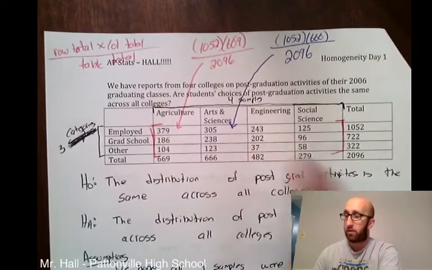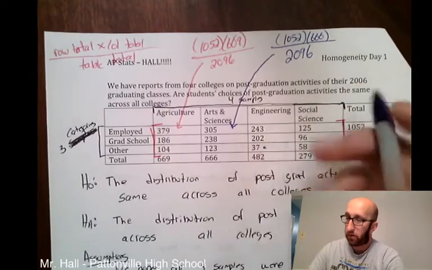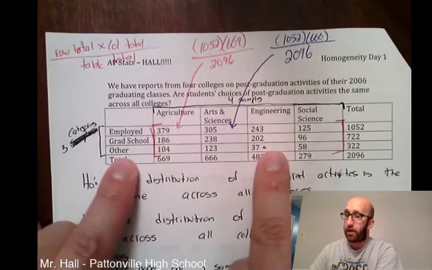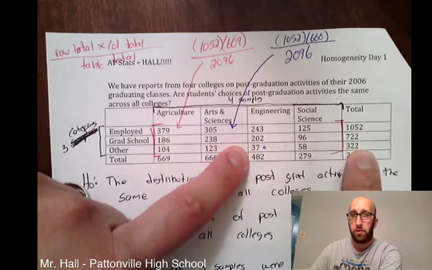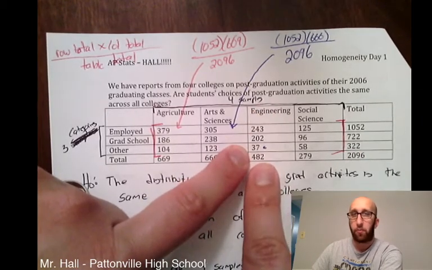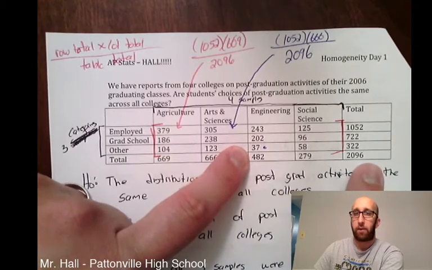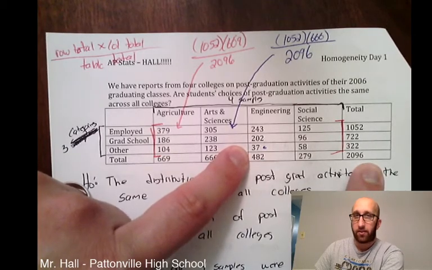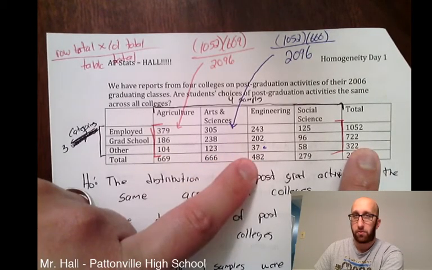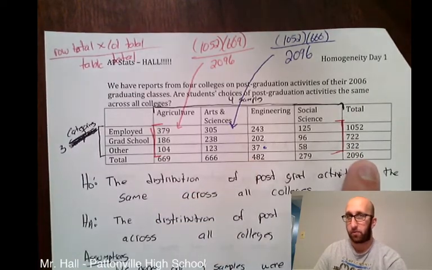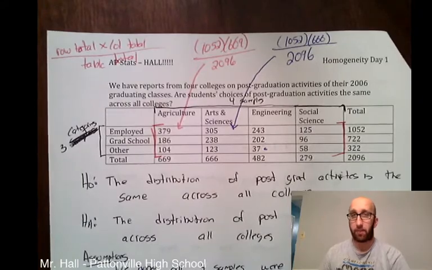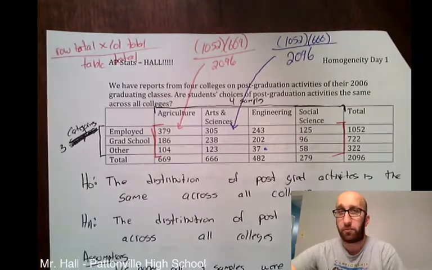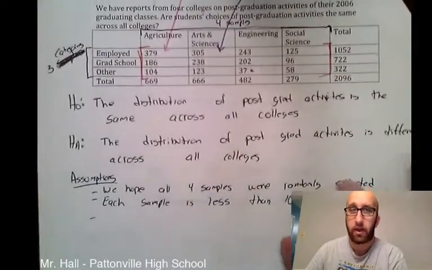If I want to figure out the expected count for this one here, engineering and other, the row total would be 322 times the column total, which is 482, and divide it by 2096. Row total, column total multiplied together, divided by the table total. So if I'm doing this by hand, that's a lot of expected counts that I'm going to have to produce on my own. Thankfully for us, we do have the power of calculators.